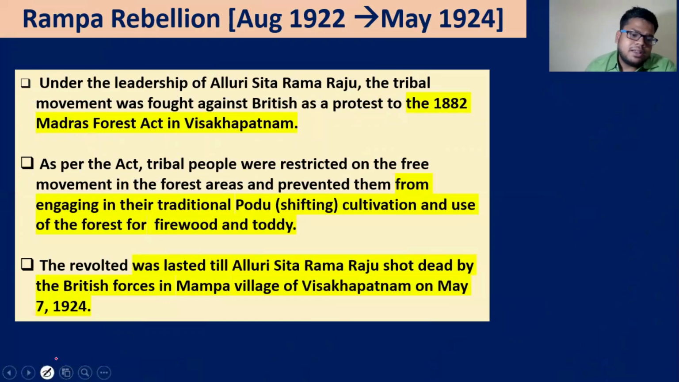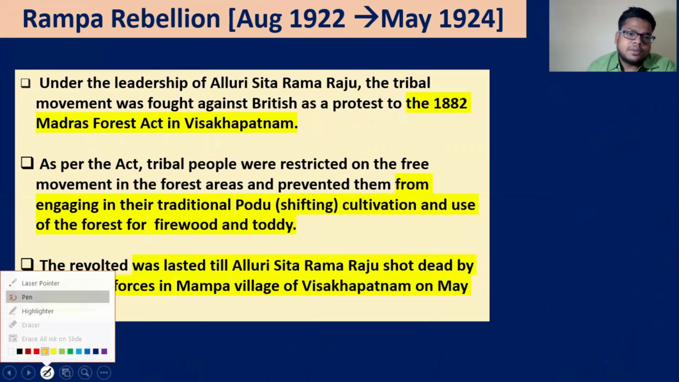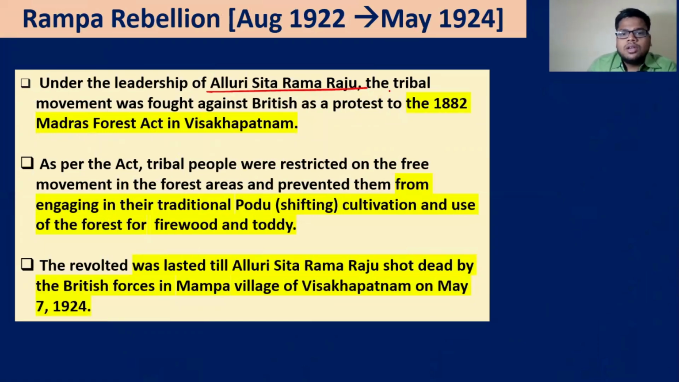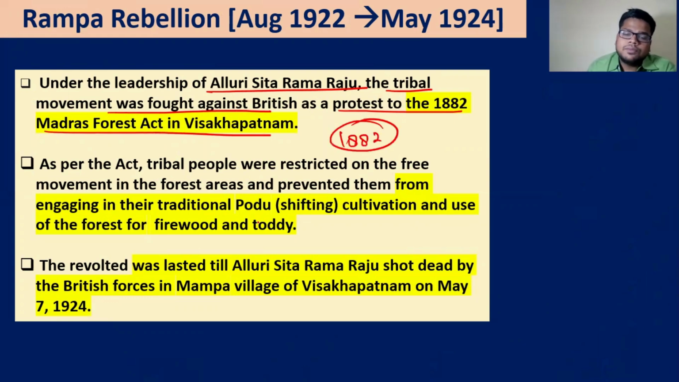Then the Rampa rebellion was under the leadership of Alluri Sitarama Raju. It was a tribal movement fought against the British as a protest against the 1882 Madras Forest Act in Visakhapatnam.